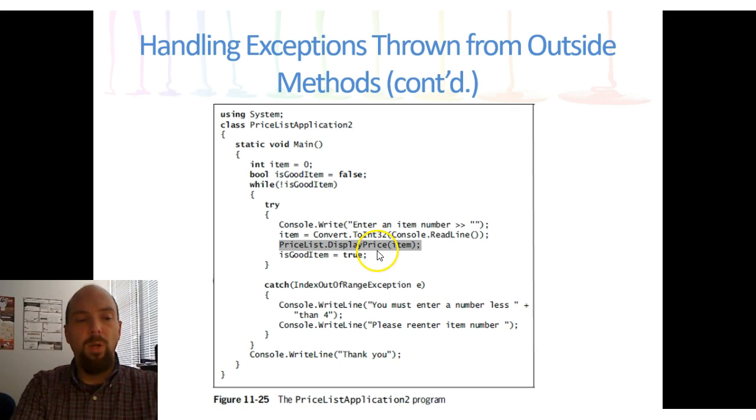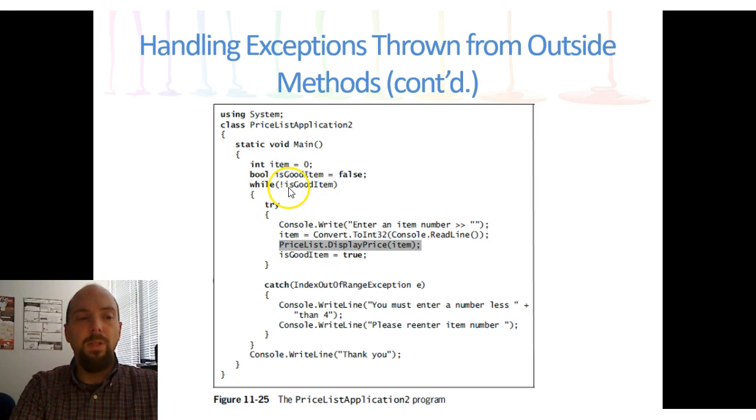All right, so if we try to catch the price, then we're going to get an error message that says you must enter a number less than 4, and then please re-enter the item number. All right, so I want to allow the user to try to fix their problem. So what we're going to do is use a while block, and we're going to use a register. So here we have an item, it's a Boolean, called isGoodItem, and it's set to false initially. We have to have it set to false or this thing would never run.